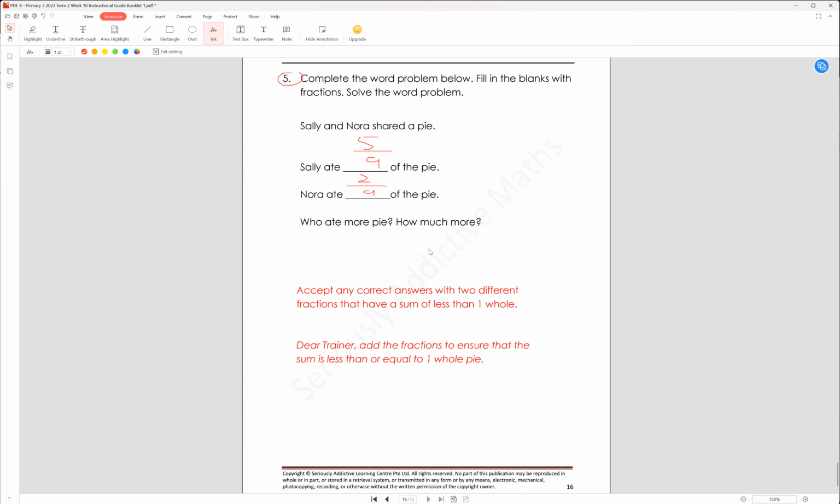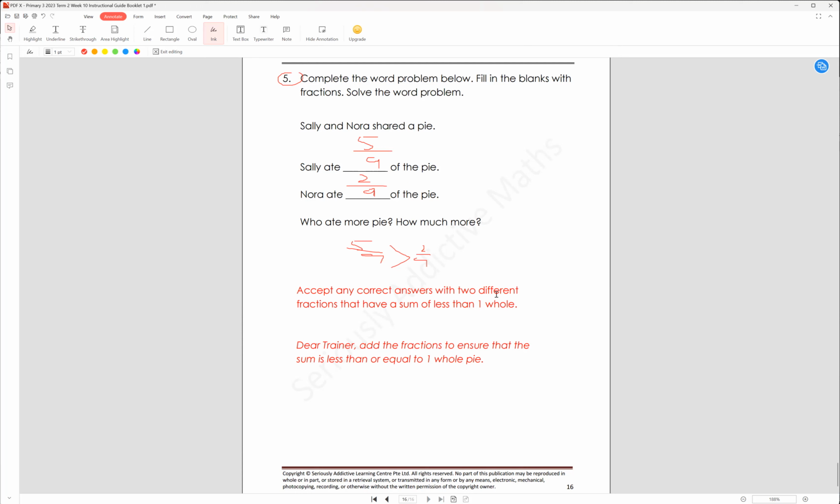Who ate more pie? 5 out of 9 is greater, so they're going to show the step: 5 out of 9 is greater than 2 out of 9. Accept any correct answers with two different fractions and have a sum of less than one whole. So that's the criteria.